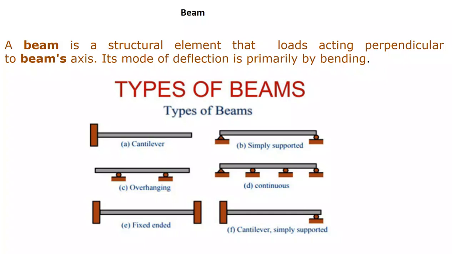Another one is the cantilever with simply supported end. It is a combination of a cantilever and a simply supported beam. At the cantilever end, all degrees of freedom are fixed. The opposite end has a roller support, so only one degree of freedom is constrained. It will move in a linear motion. Such a support arrangement is called a cantilever with simply supported beam.